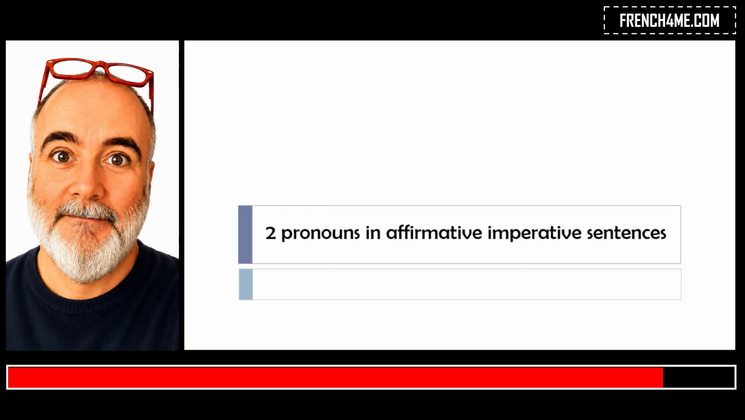So let's discover together two pronouns in affirmative imperative sentences, okay? The concept of the video will be to show you exactly how it goes with the sentences, because it's quite tricky to know exactly where to put the pronouns. But we won't go too deep in this video. I just wanted to show you a few sentences, okay? And after that we'll develop that in another video, okay? So we can start right now.